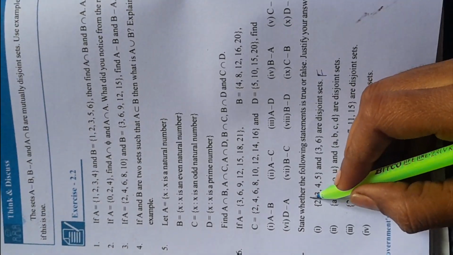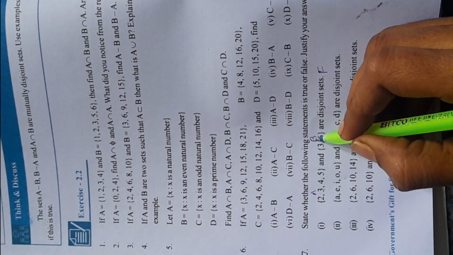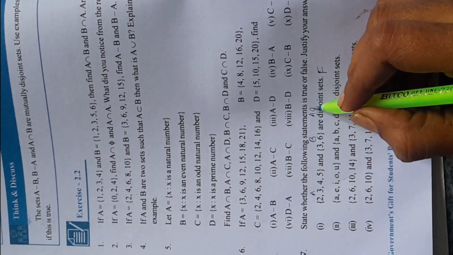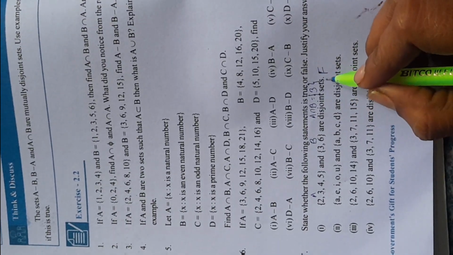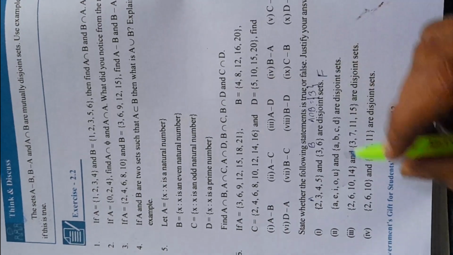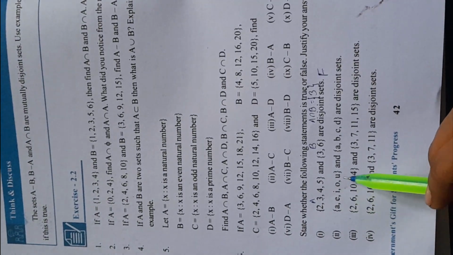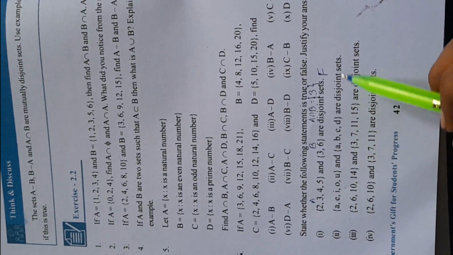Let us consider this set as A and this set as B here. A intersection B is 3. So these are not disjoint sets. The answer is false. Second question is A, E, I, O, U and A, B, C, D are disjoint sets.